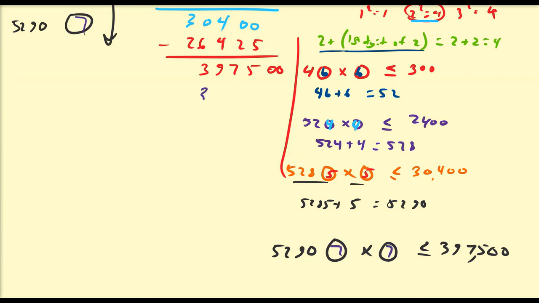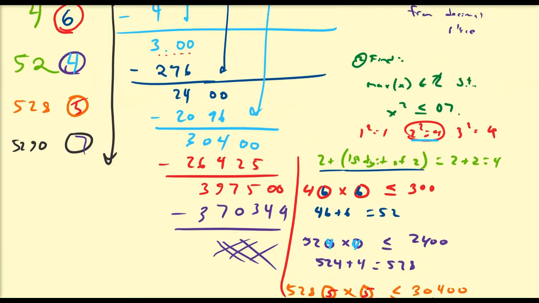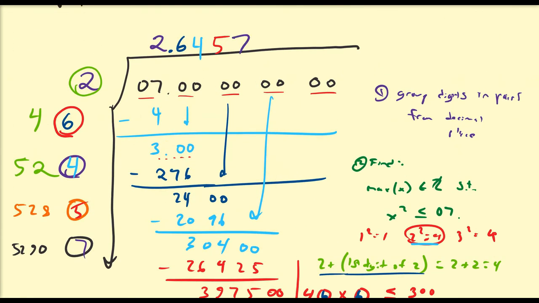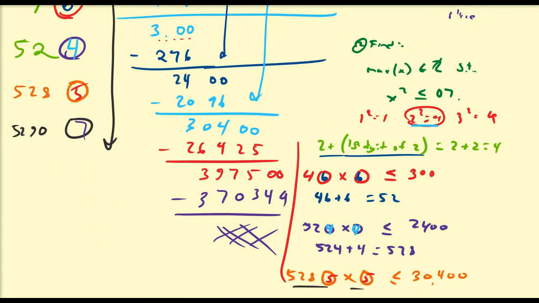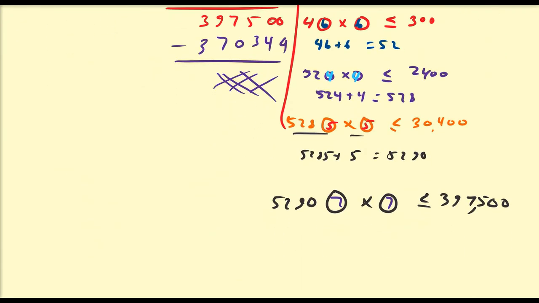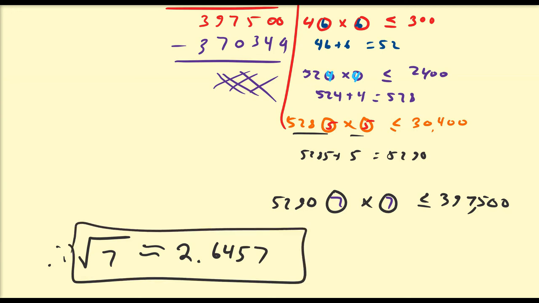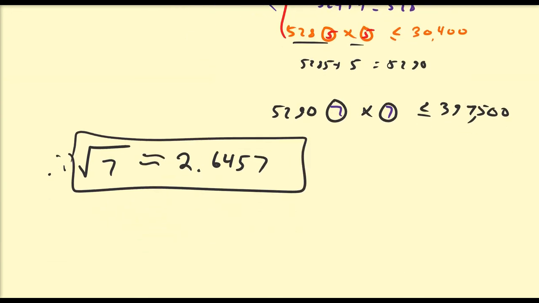And you can find that that number is 370349. Subtract, and actually we don't need to know what this is because we have found our fourth digit, right? So therefore, the square root of 7 is approximately equal to 2.6457, and if you want more digits, you can continue with this process.